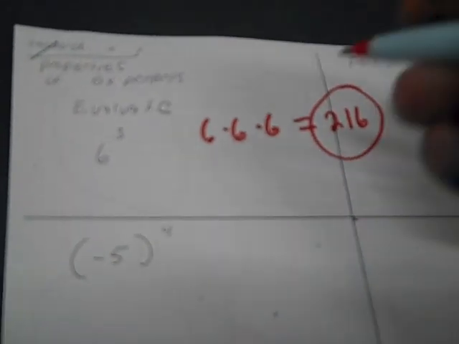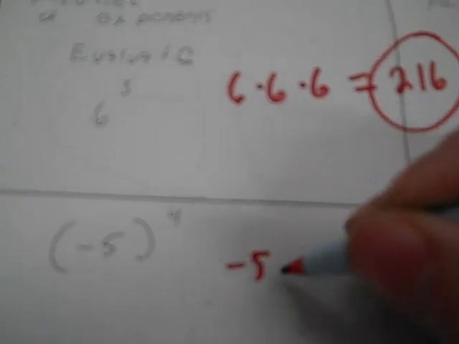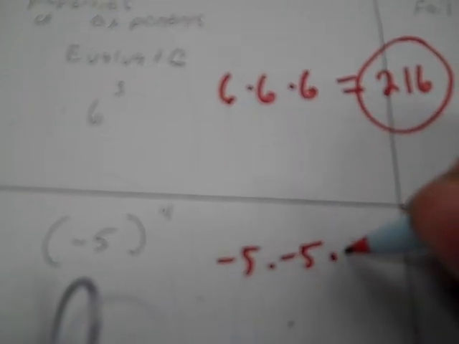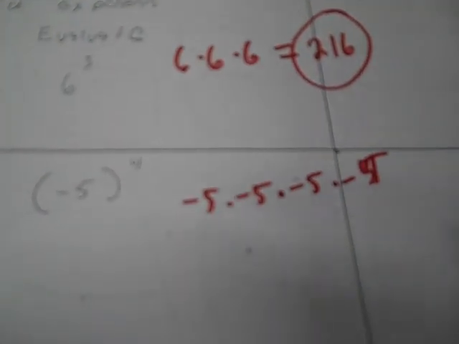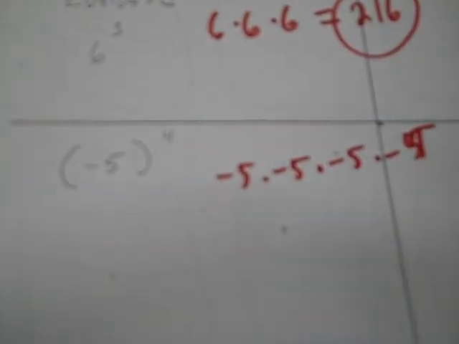Next, negative 5 to the fourth means negative 5 multiplied by negative 5 multiplied by negative 5 multiplied by a fourth negative 5. Now the product's going to be positive because we have an even number of negative factors. So I can expect this to come out positive. So 625.